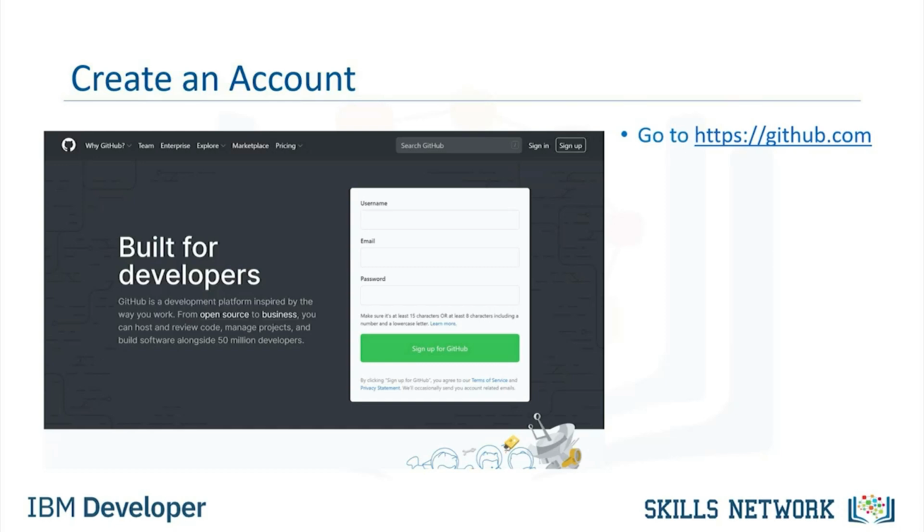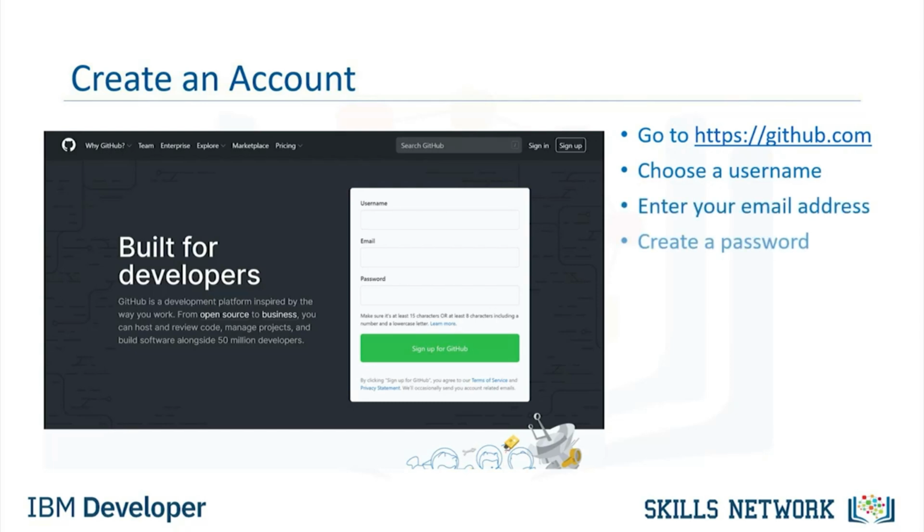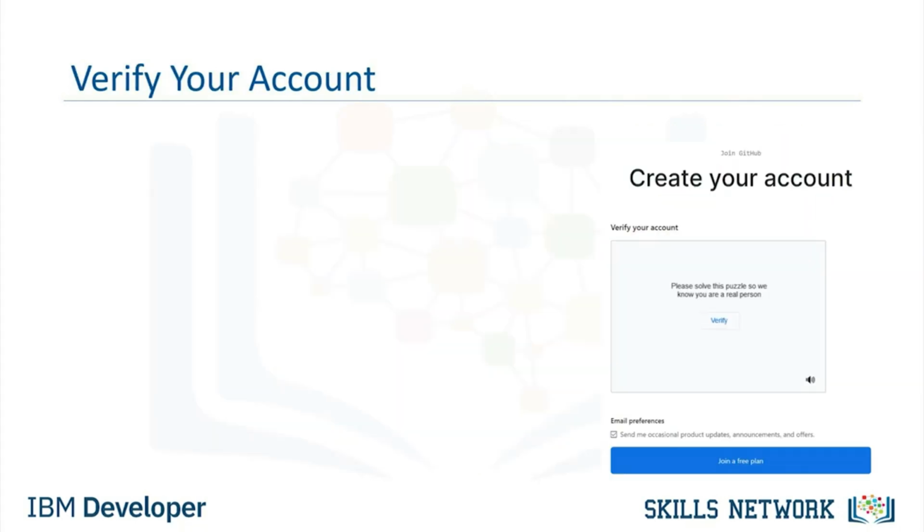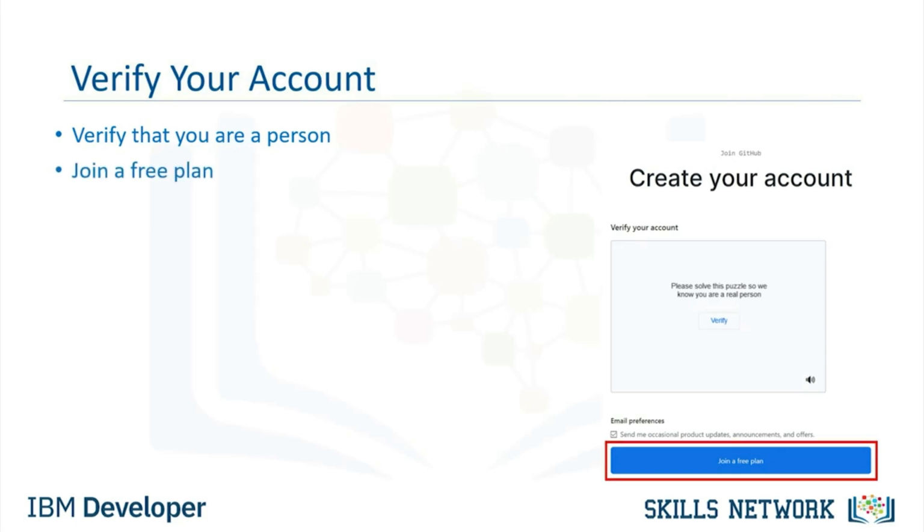https://github.com. You'll need to choose a username, enter your email address, and select a password. Then click Sign Up for GitHub. Next, you'll have a short test to prove that you're a person. Click Verify and solve the puzzle presented. When you're done, click Join a Free Plan, and then you'll be taken to a screen where you can select the type of account. Most likely, a free personal account is all that you'll want.